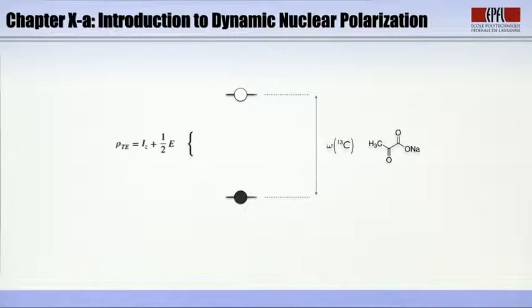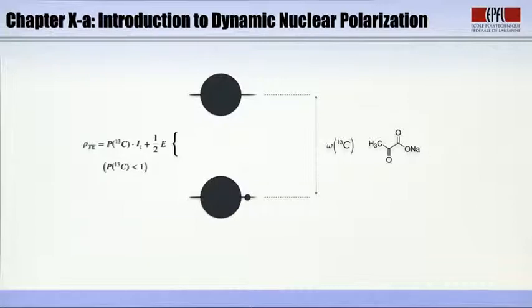So you may have been told in some NMR courses or books that the thermal equilibrium density operator of the spin 1/2 can be described by Iz plus the identity. Well, in reality, there is a prefactor that describes the polarization in front of Iz.